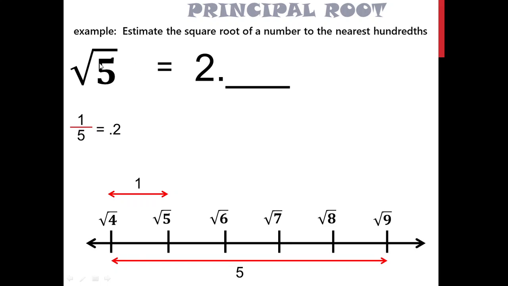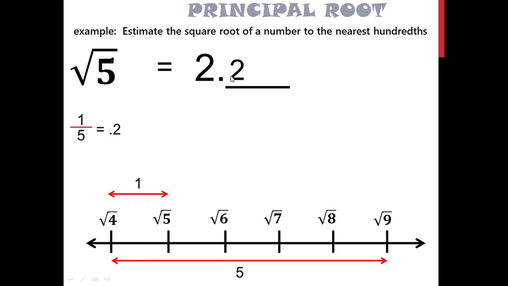Okay? And then obviously the square root of 5 is 2 point something. So I'll go ahead and write 2 here, which is from the square root of 4. Then what's missing here is the decimal number, which is the estimated value for the square root of 5. So 1 over 5, or 1 divided by 5, is 0.2. I will just write my 2 here, that is 0.2. And then what is being asked is that I need to get the estimate of the square root of this one and then round it off to the nearest hundredths.